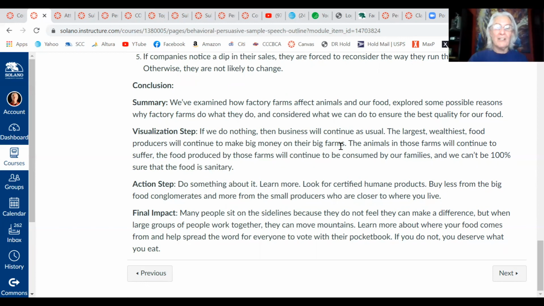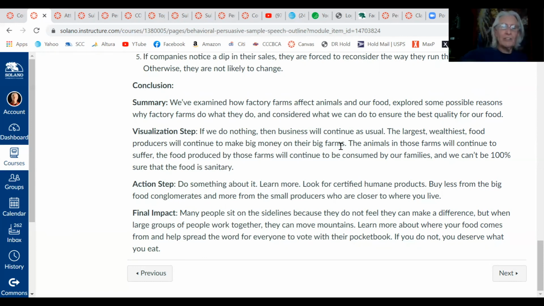And even better, if you began with the story of an individual who was harmed by the problem, now we can end this speech by saying, "So if we all would have taken action, little Billy would still be alive today." Something like that to really have impact. So a good way to end a behavioral persuasive speech is to refer back to the opening attention getter and that opening story that you began the speech with.